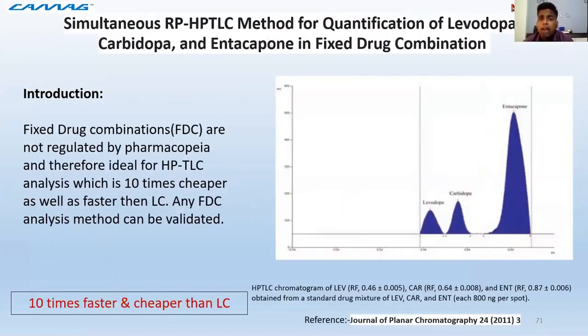Then the simultaneous RP-HPTLC method for quantification of levodopa, carbidopa, and entacapone in the fixed drug combination. If any drug has a fixed drug combination, you can quantify or identify it by using the HPTLC system. Fixed drug combinations are non-regulated by pharmacopoeia and therefore ideal for HPTLC analysis, which is 10 times cheaper as well as faster than LC, and any FDC analysis methods can be validated.